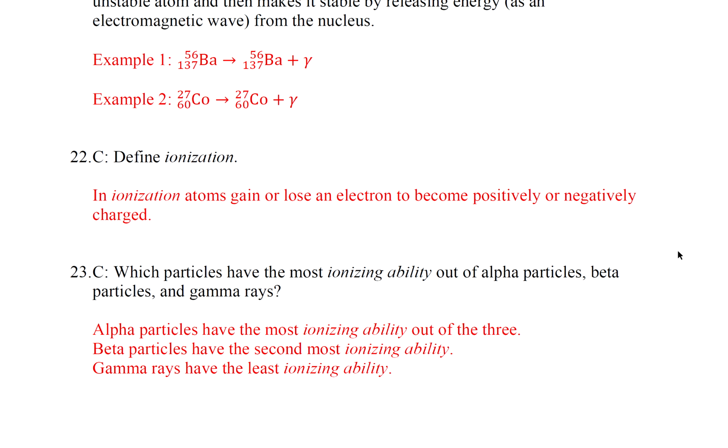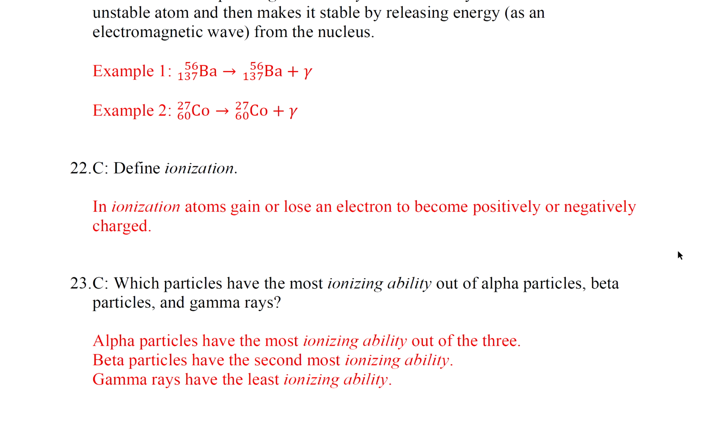Question 22 and question 23, define ionization. Which particles have the most ionizing ability? Okay, so alpha particles have the most ionizing ability because they're the most charged. Gamma rays have the least ionizing ability because they're not charged.